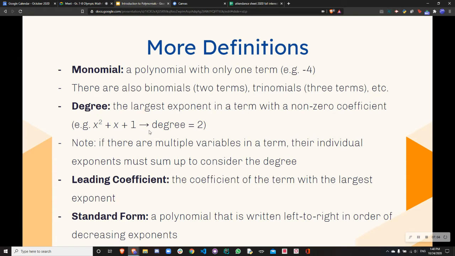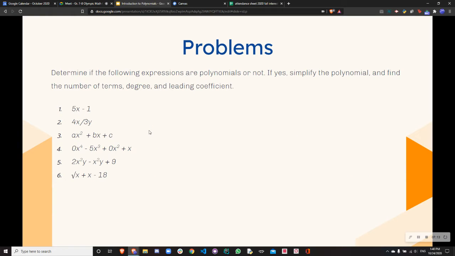So keep that in mind. Are there any questions? Right, no questions? Let's look at some problems. So for 1 to 6, determine if the expressions are polynomials or not. And if yes, first simplify the polynomial, and then find the number of terms, the degree, and the leading coefficient of that polynomial. I'll give you guys a few minutes to figure that out.